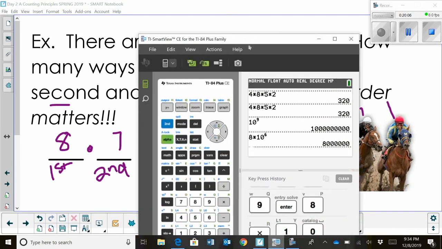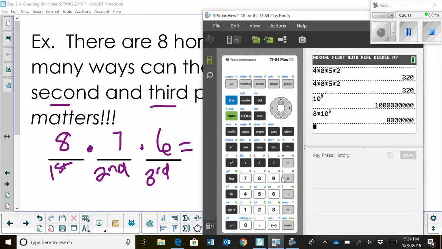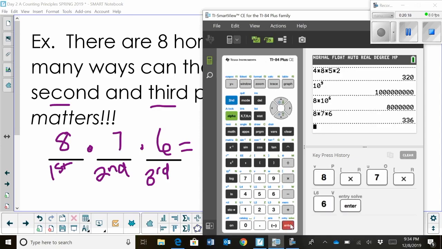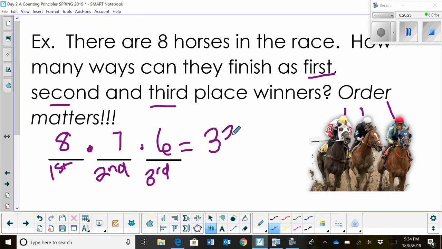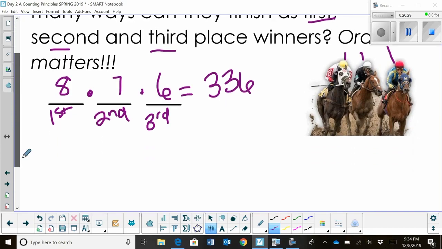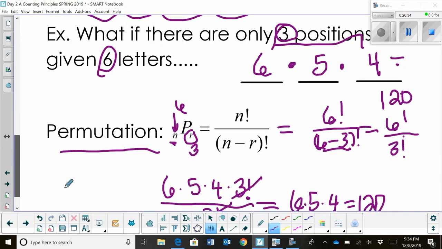So let's get our calculator out and let's multiply 8 times 7 times 6. And that gives us 336 possible ways those horses can finish first, second, and third. Okay, now let's look at it with the formula. Now, here's our formula. I'm going to go back and pull this formula. Okay, I'm going to erase this real fast so we can look at it a little bit better.